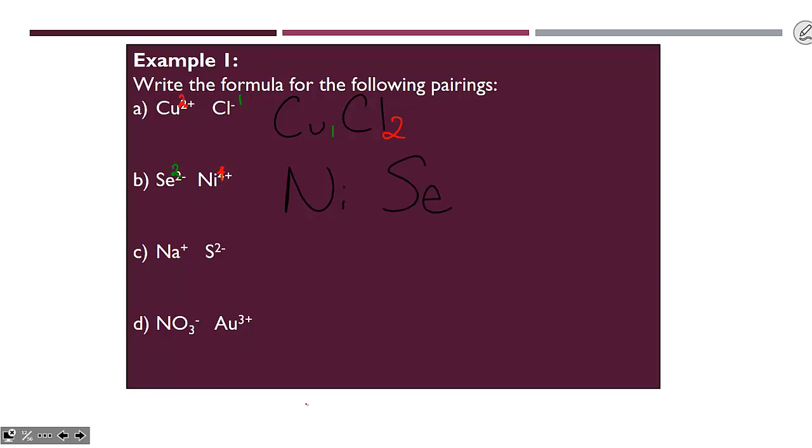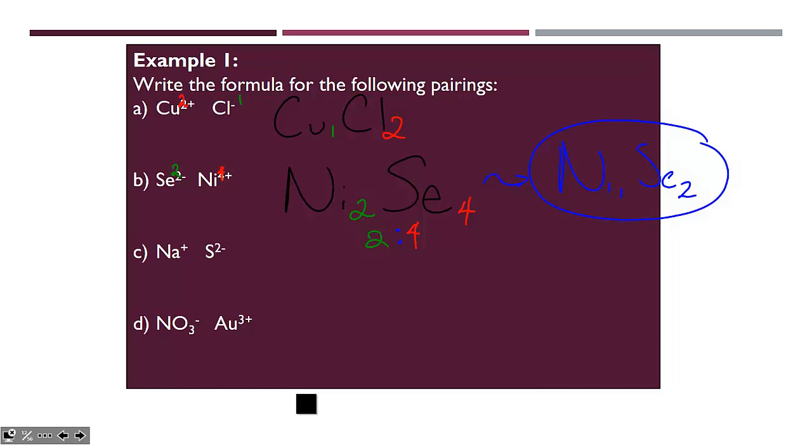So Ni, we're going to take that 4 and put it after selenium. We'll take that 2 and put it after nickel. However, 2 to 4 is not a simple ratio. We can simplify that down. So we need to simplify that down to 1 to 2.